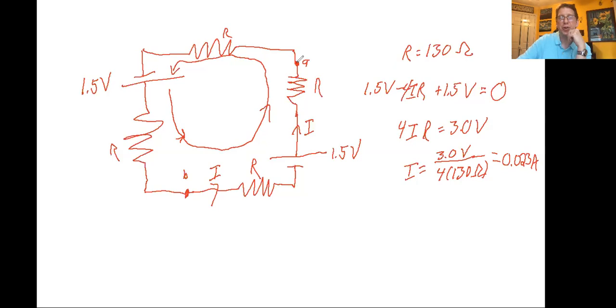So we know which direction the current is going, so we follow the direction of the current. When you're following the direction of the current, the resistor is a voltage drop, and the power supply, assuming the current is going out of negative into positive, is a voltage rise. So the potential difference between points A and B is equal to negative I times R plus 1.5 volts, so negative I times R plus 1.5 volts minus I times R.